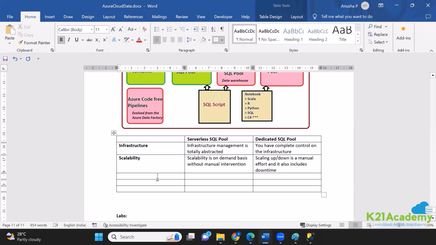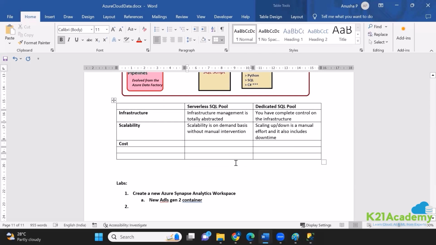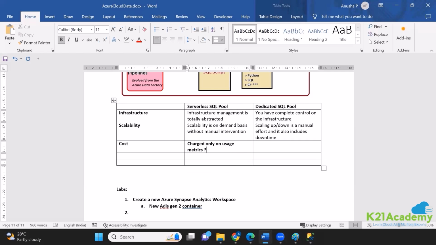Okay. The next factor is about the cost. So here we saw which one is more expensive and why. When it comes to your serverless SQL pool, you know that you will be charged only on the basis of how much you utilize it, right? So you're going to be charged only on the usage metrics. What was it that we saw? Per terabyte, right? Your cost is going to be fixed on per terabyte of data that you're going to process.